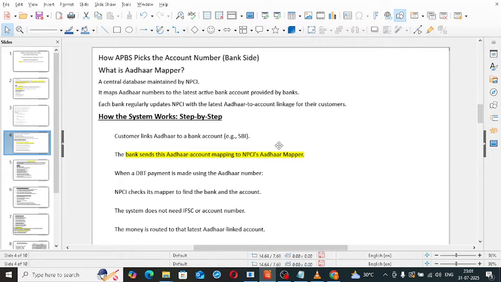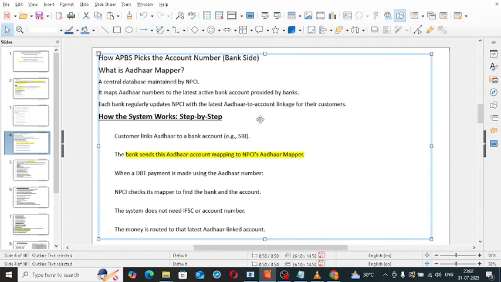It maps the Aadhaar number to the latest active bank account provided by banks, because the Aadhaar mapper always happens for the latest account only. Suppose a person has three accounts: bank A, bank B and bank C. Bank A opened the first account, bank B opened the second account, and bank C opened the third account. Which one was opened latest? Bank C. That account only is mapped in the NPCI Aadhaar mapper. The remaining two accounts are not mapped. Even if they are mapped, they have an inactive status, because only the latest account is mapped in the Aadhaar mapper.